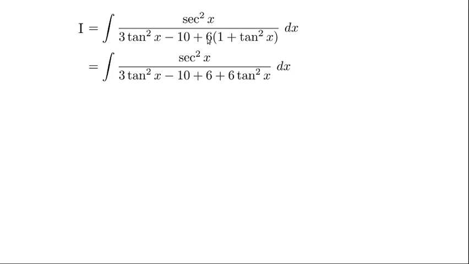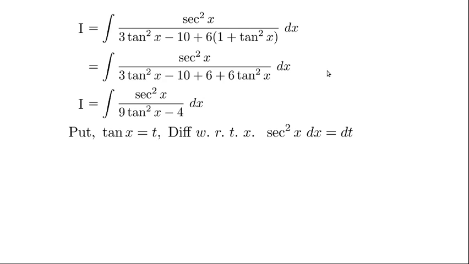So it becomes 6, open taken inside the bracket, sec square x is replaced by 1 plus tan square x. So it becomes 6 plus 6 tan square x. Now this is 9 tan square x minus 4. So now put tan x equal to t. Differentiate with respect to x. Sec square x dx is dt.